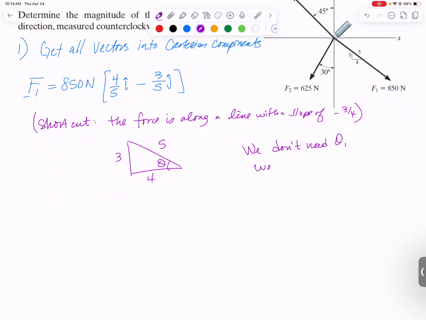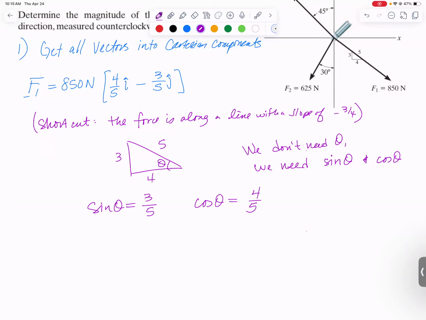We don't need theta. We need sine of theta and cosine of theta. Do you remember what sine of theta and cosine of theta are if you have a triangle? The sine of theta is the opposite over the hypotenuse, 3/5. See how the 3 is opposite and the 5 is hypotenuse? And the cosine of theta is adjacent over hypotenuse, 4/5.